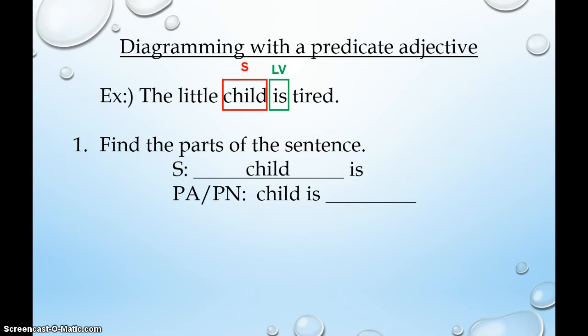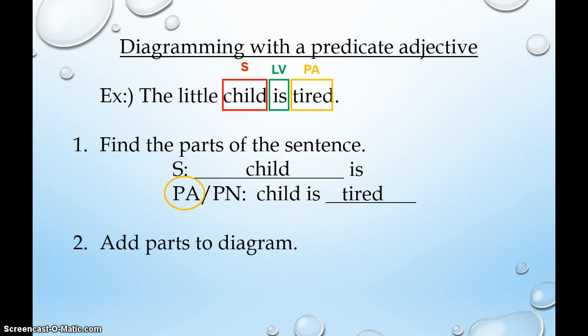Now again, we add to our formula the question, the child is what? In this sentence, the answer is tired. Now tired is not a noun, it is an adjective, so we will circle PA. We will box in tired with a yellow box to show that it is an adjective, and we will label it PA.